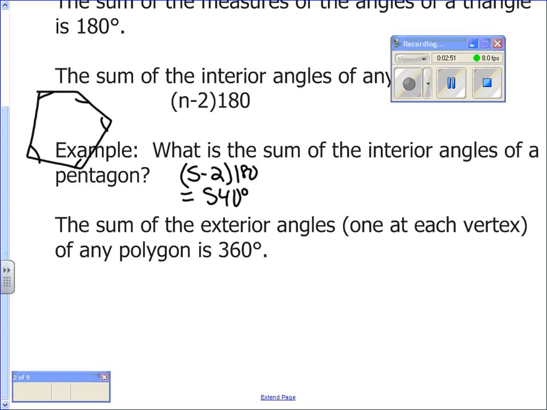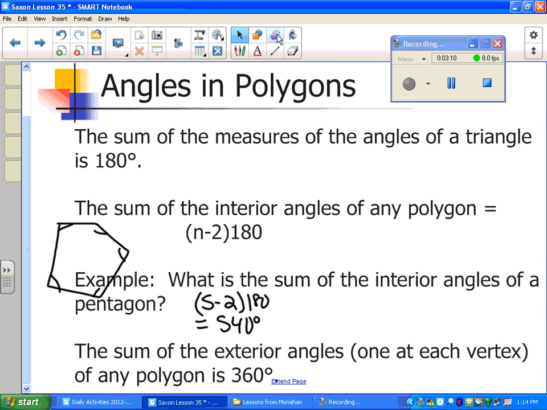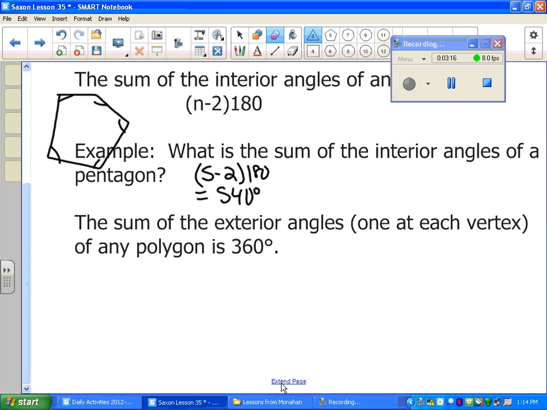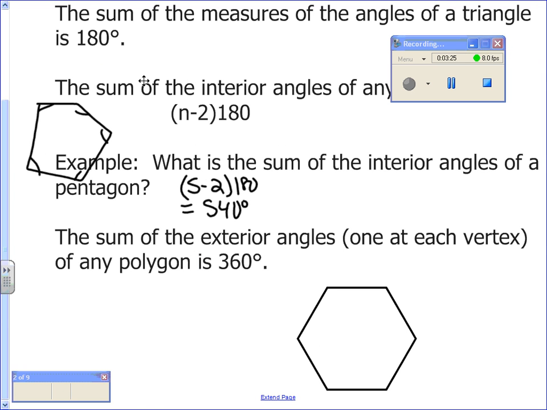Okay? The sum of the exterior angles for every single polygon is 360 degrees. That's a hexagon. It's a regular hexagon. Draw regular figures for me. So you can do it with an irregular figure.